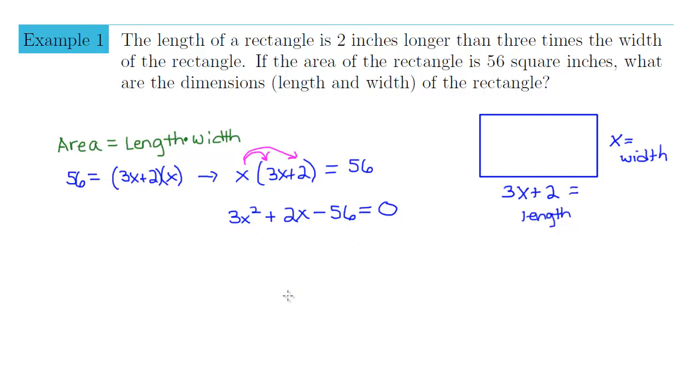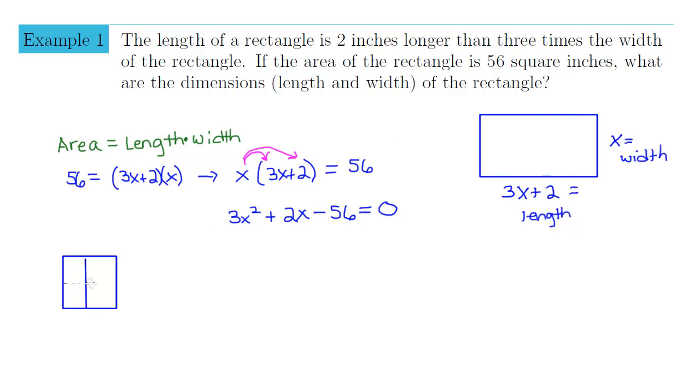How do we want to solve this quadratic equation? Well, you can choose. You can complete the square, use the quadratic formula, or I like to factor if at all possible. So I'm going to try and factor this polynomial. I use the box method for factoring.